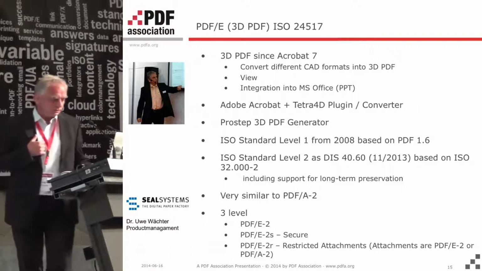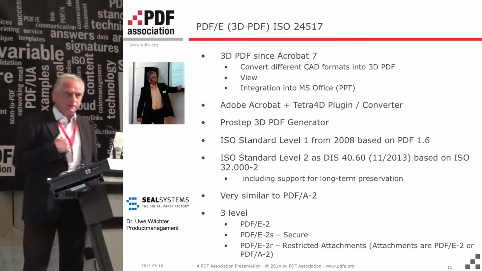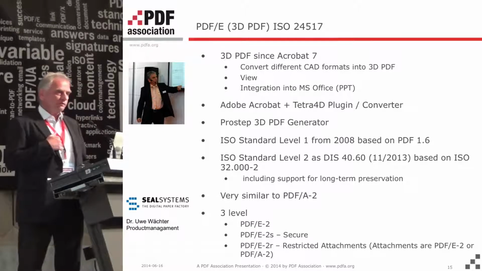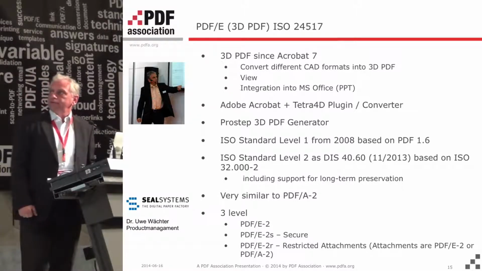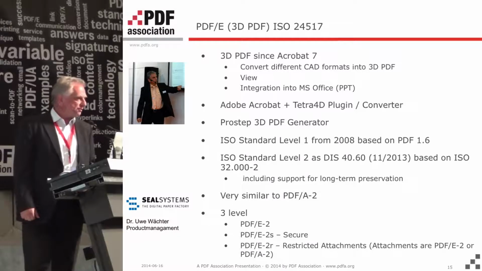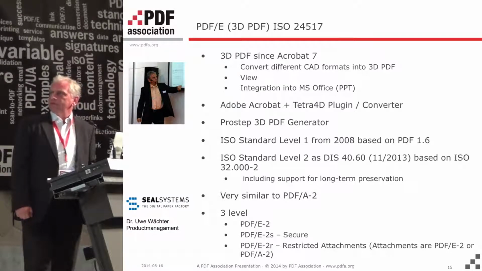If you want to produce 3D PDF on a server in a batch mode, there's a server owned by a ProStep company in Germany called 3D PDF Generator. As I already mentioned, the first part of that standard is already from 2008, based on PDF 1.6. We have now a newer part 2, but not ready, but in the state draft international standard. That part will be based on that PDF 2 standard.